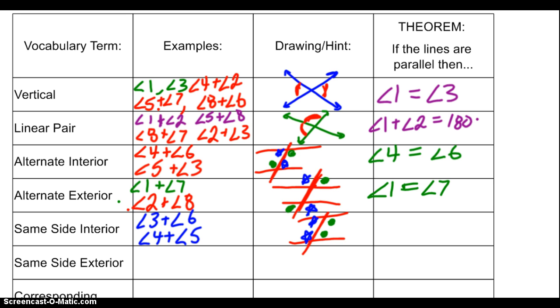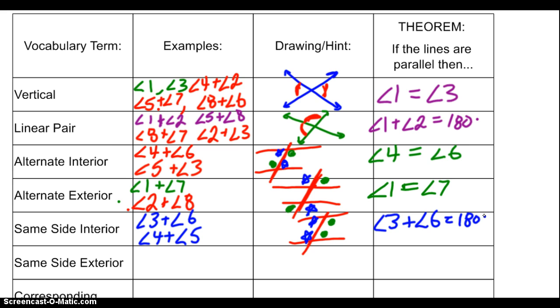Same side interior. And if you look at those two angles, they don't look like they're equal anymore. But they do look like, if you put them together, they might create a straight angle. They might add up to 180. In fact, they are. They are supplementary. So we can write down, if you have angle 3 and you add angle 6, you should get 180 degrees.